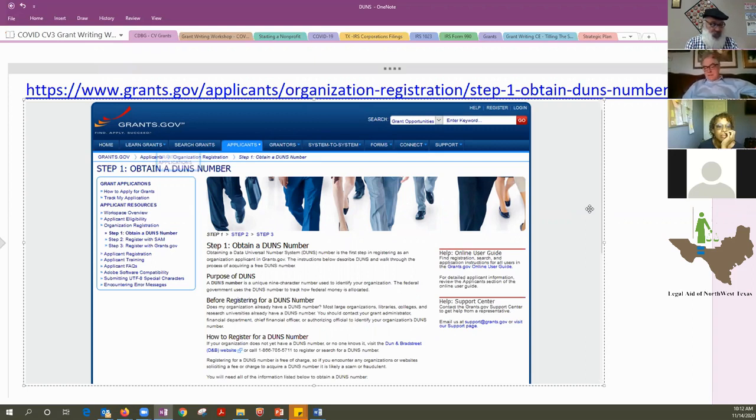That isn't necessary. You can apply directly for a DUNS number, and when it expires or when it's about to expire, you can apply for a renewal all on your own. You don't need anyone's help. But you need this number in order to put it on your application so that when they process your application, they can identify you as the organization that you are.